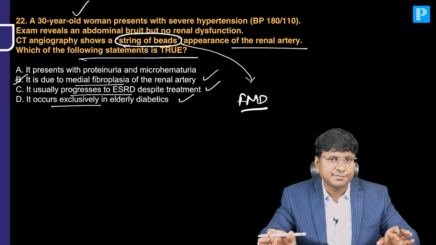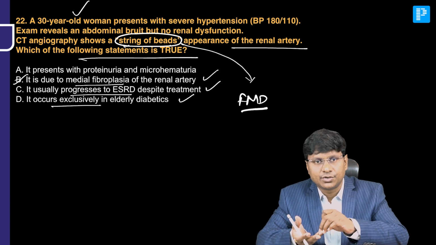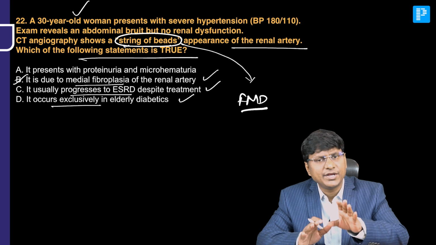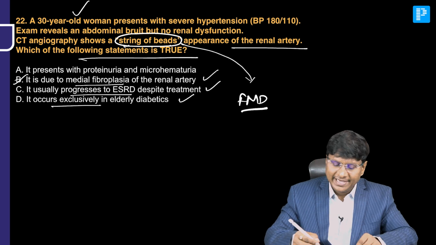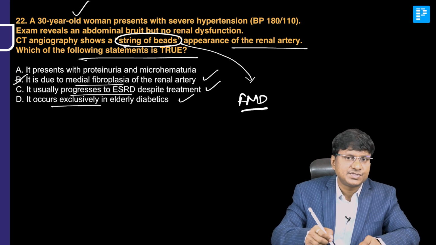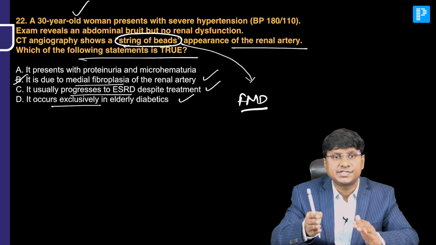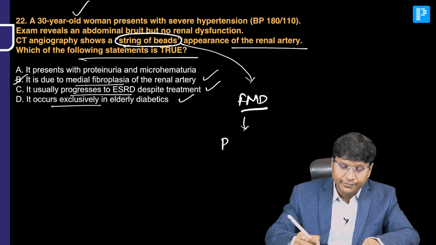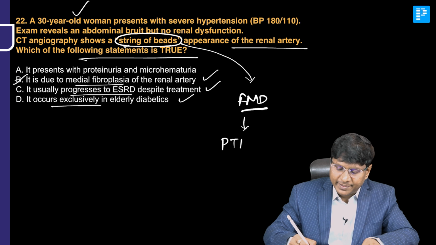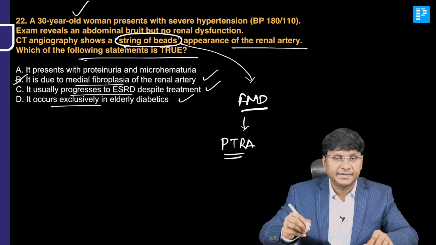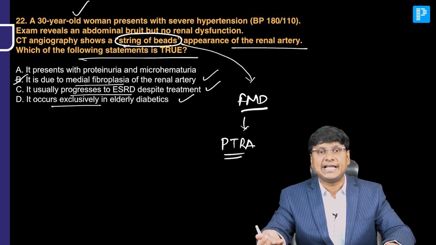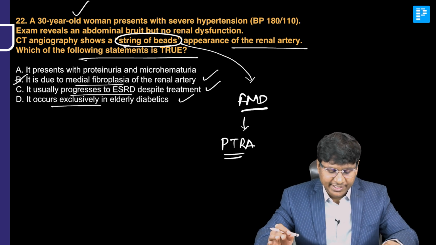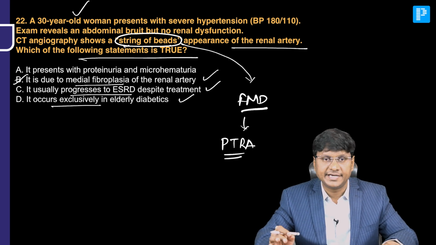So this fibromuscular dysplasia is a non-atherosclerotic, non-inflammatory renal artery stenosis, very common in young individuals. And why is there this specific string of beads appearance? This is because of alternating stenosis as well as dilatation. And how do you treat these patients? We don't give ACE inhibitors, we need to place a stent, that is PTRA, percutaneous transluminal renal angioplasty, right? So the answer is, it is due to medial fibroplasia of the renal artery.